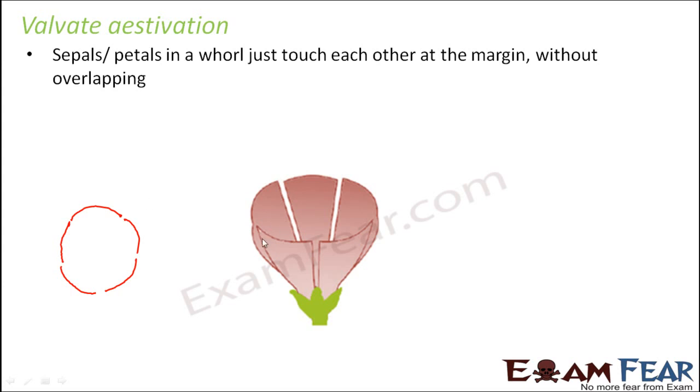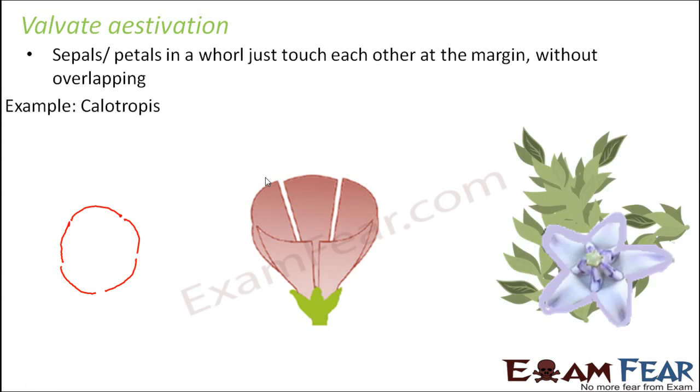So here you can see this pictorially. Each of these represents a petal or a sepal. It depends, it is not always the arrangement of petals. The petals are arranged in this way, and the sepals are also arranged in this way. An example is calotropis. Here in calotropis you can see for yourself how the petals are arranged. See that they do not overlap with each other, one petal after the other.